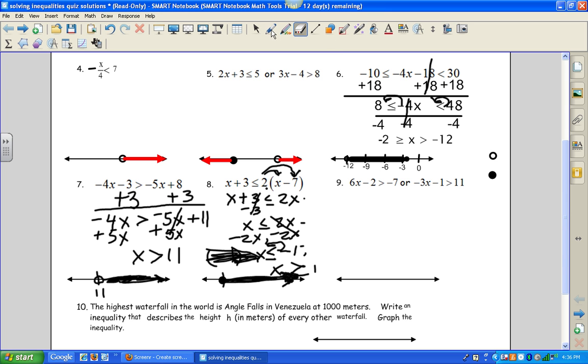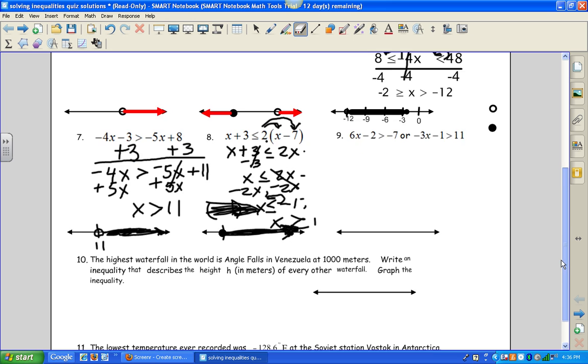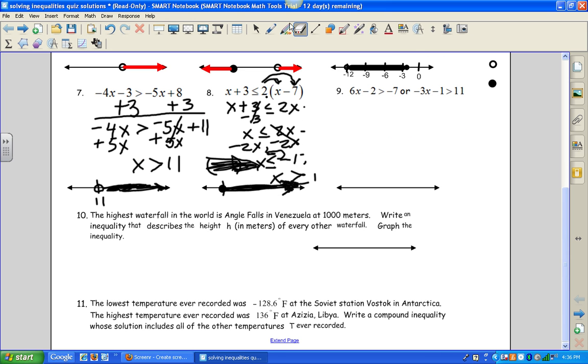This is an OR, again, just like the OR we had in number 5. Okay. So I'm just going to solve each one separately and then take the union of the two. So here we will do the one on the left first. That's +2.